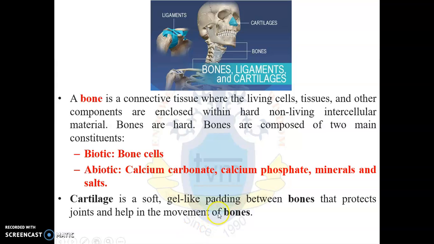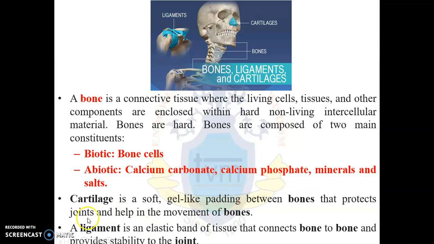Cartilage is a soft gel-like padding between the bones that protects joints and helps in the movement of the bones. Ligament is an elastic band of tissues that connects bone to bone and provides stability to the joint.